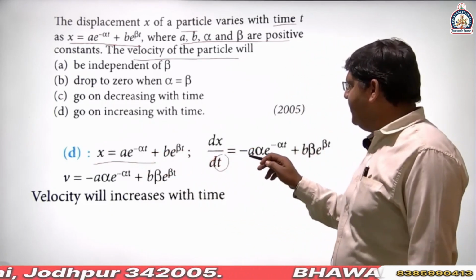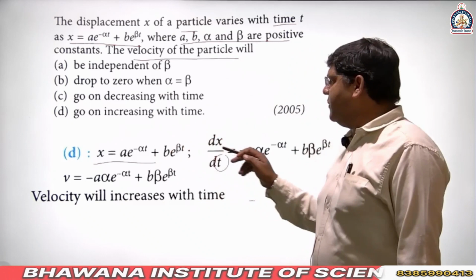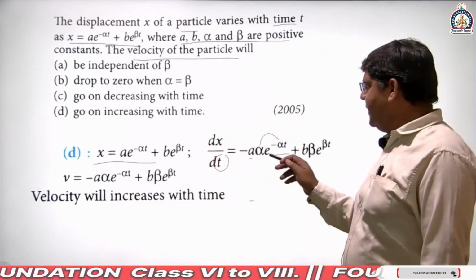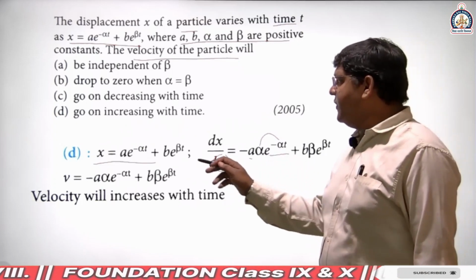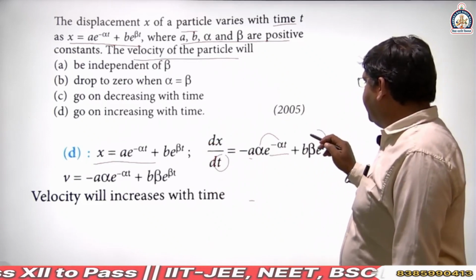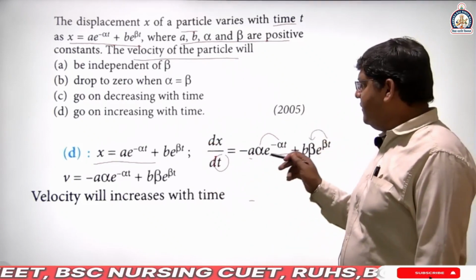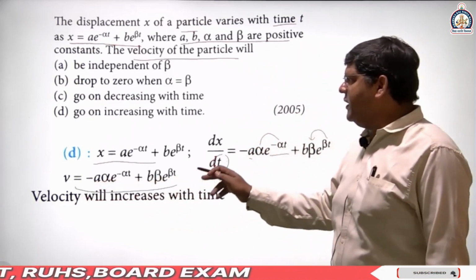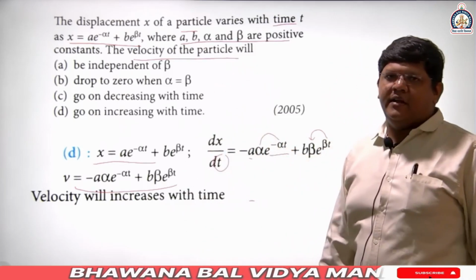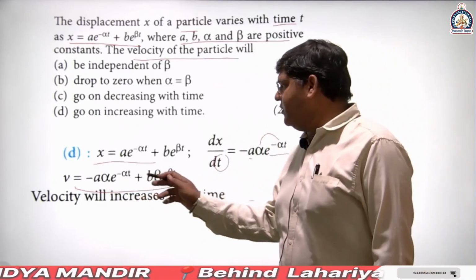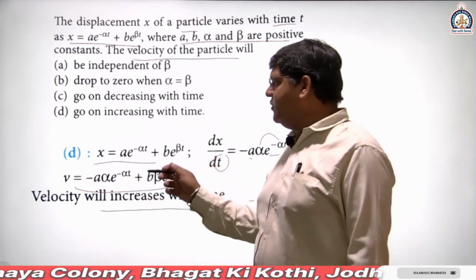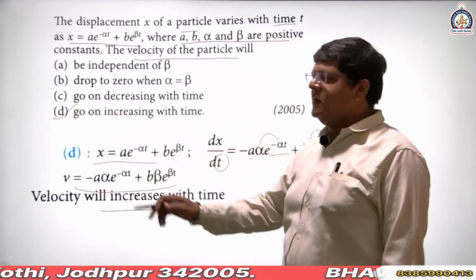So a is constant, it will be as it is. E raised to power minus alpha t will be the same, and minus alpha comes in front, according to the rules of differentiation. And for b e raised to power beta t, we get b beta, as the power beta comes in front. This is the velocity we have calculated from displacement. Now we have to predict how the velocity of the particle behaves. According to this term, the velocity will increase with time. There is a positive relation, so we can say velocity will increase with time.